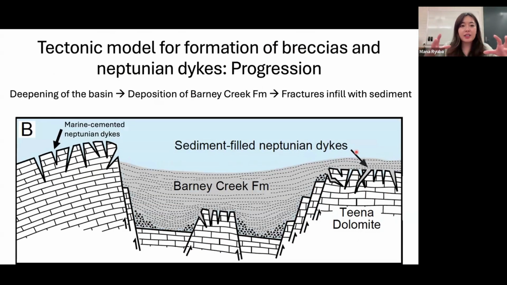But as that tectonic event progresses, you have a deepening of the basin, and so you have the Barney Creek Formation being deposited. Because we're still having ongoing extension, we're still getting these fractures forming in the fault blocks, and now those fractures are being infilled with sediments. So we're forming those sediment-filled Neptunian dykes. But we might have some topography related to this, so in the paleo highs, we might be forming these other generations of marine cemented Neptunian dykes.